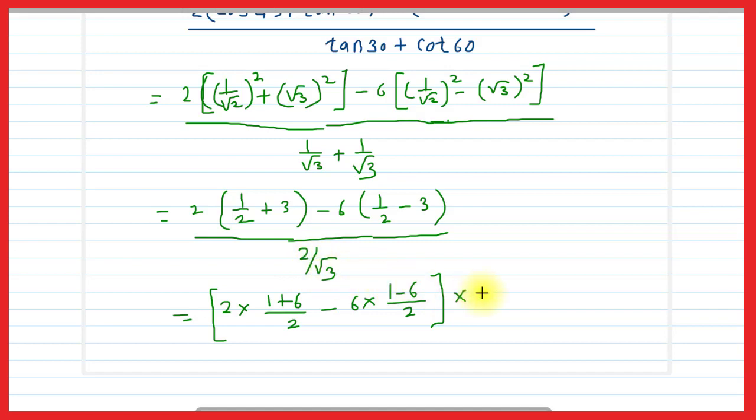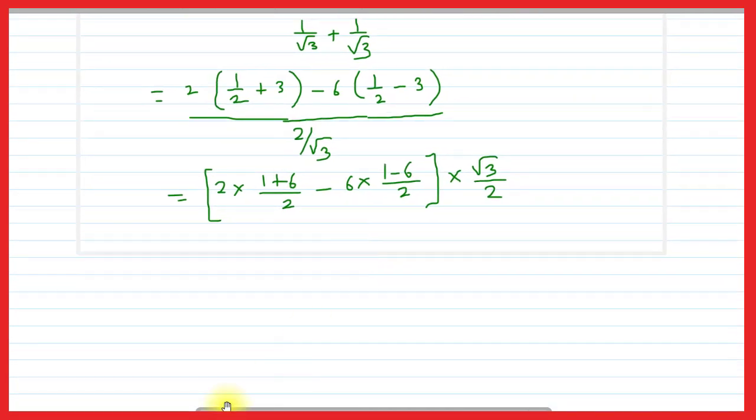take the reciprocal of this denominator, that is root 3 by 2. Now solving this further, we get it as 2 will get cancelled, then 2 1s are 2, 2 3s are 6, so 1 plus 6, that is 7, minus this is 3, so 1 minus 6, that will be what, minus 5, and minus 5 and this minus 3, that will be plus 15, multiplied by root 3 by 2. So which is equal to 7 plus 15, that will be 22 into root 3 by 2.